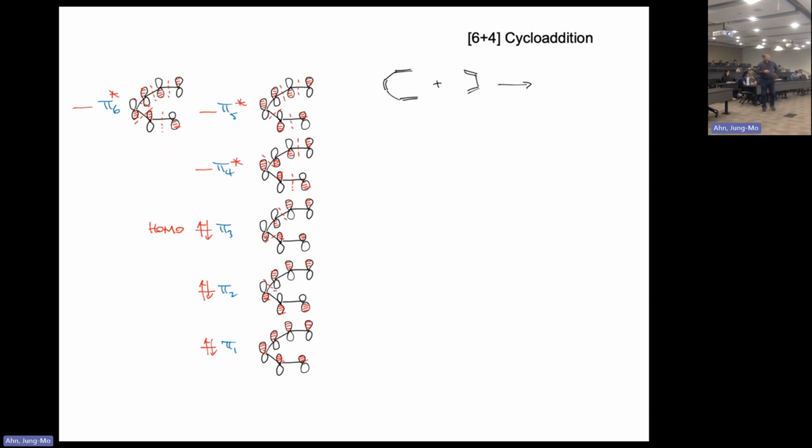As I said, 6 is a hexatriene, and we just did it, so I'm not going to change that. You already seen it, so I'm not going to do it again. On the other side, it's 6 plus 4, so a butadiene comes in as a diene. This will create the ring bigger than what we made before. 6 plus 4 makes it 10. It's a 10-member ring.